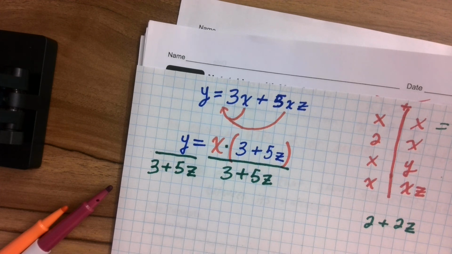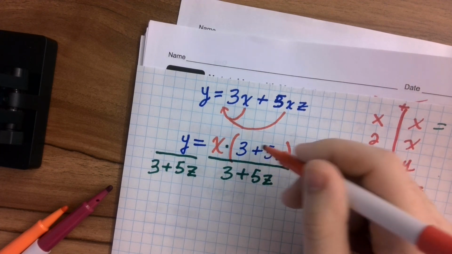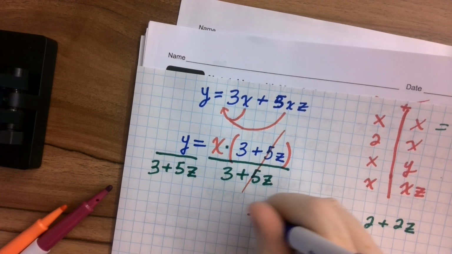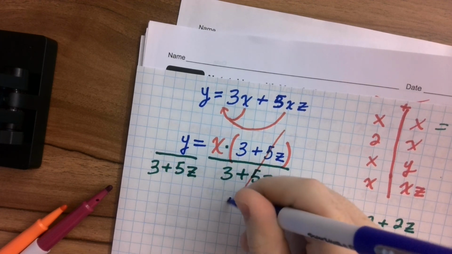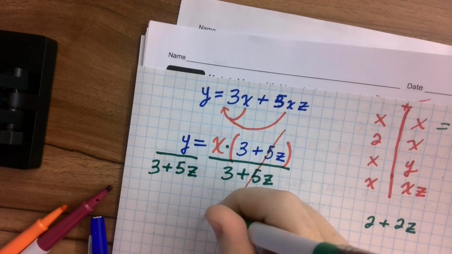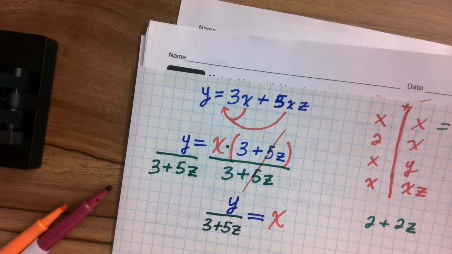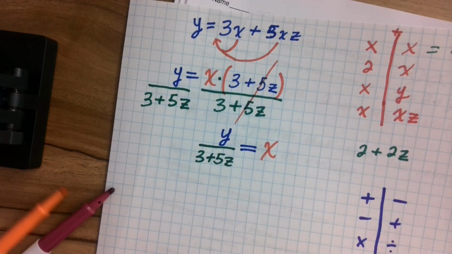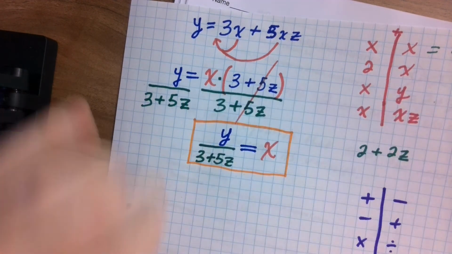Thinking about the process is how we solve these problems. Because now, these 3 plus 5z's, they cancel out on this side. We've got just our x by itself. And what's on the other side? Well, y divided by 3 plus 5z. And this can't be simplified any further, right? There's nothing we can combine. So, you know what that means? It means that this, even though it looks messy, is our answer.